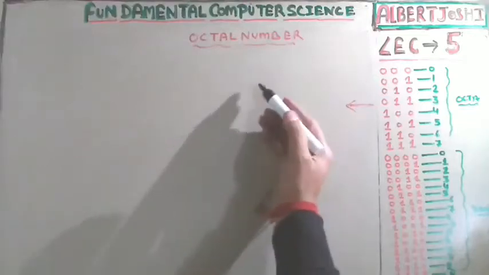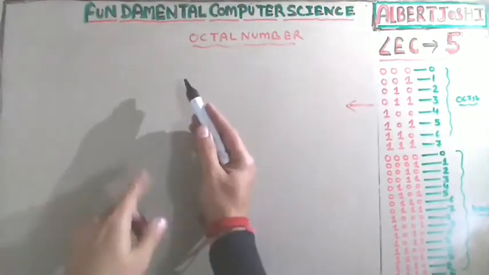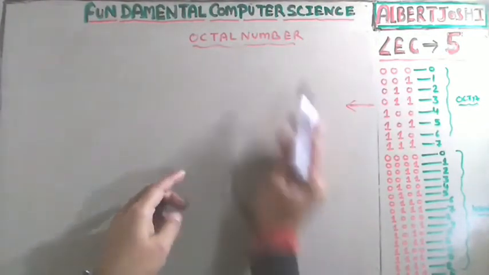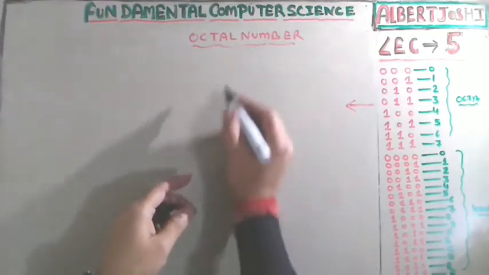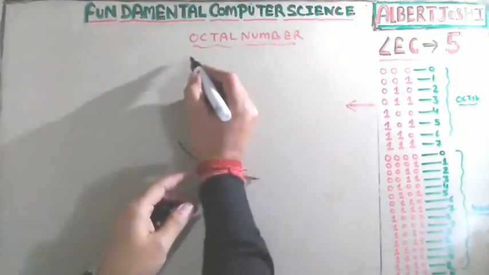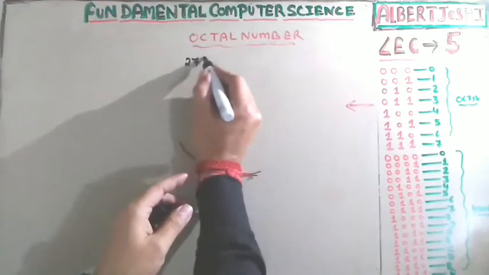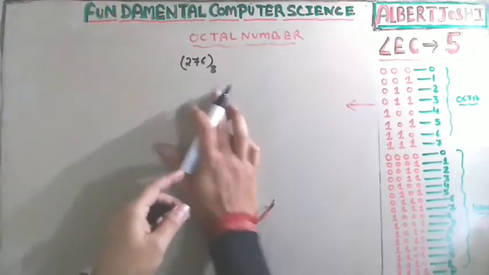Lecture number 5. Today we are just talking about the octal number. Actually, already we have written here. Octal number means your base is 8 this time. Suppose you have any number, okay. This time your base is 8, okay.